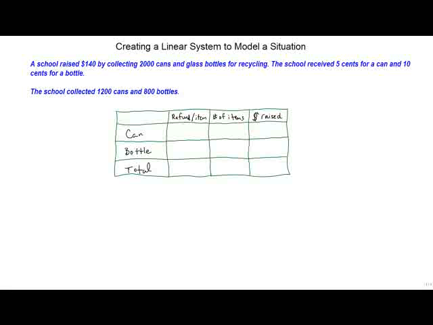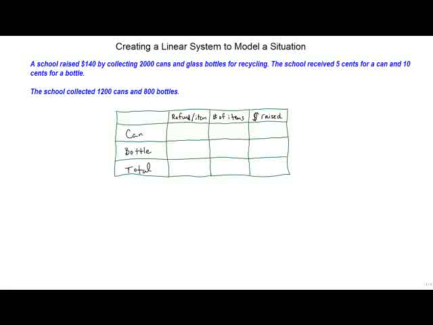First of all, the refund per item. What that means is how much of a refund you get per can and per bottle. And then we have another column that represents the number of items, so the number of cans and the number of bottles. And finally, the amount of money raised per can and per bottle.